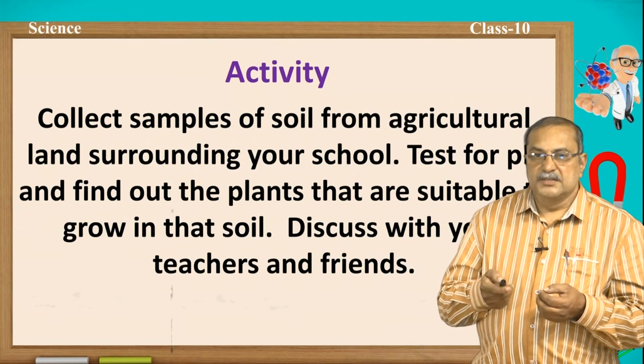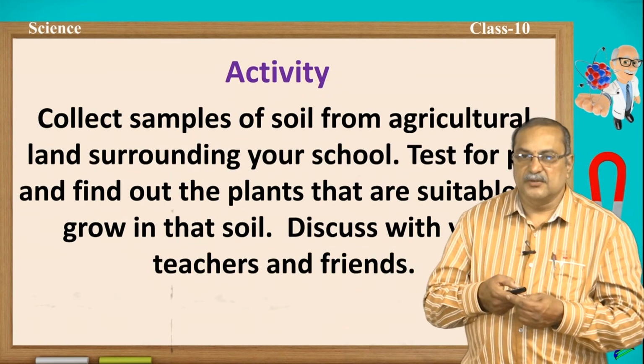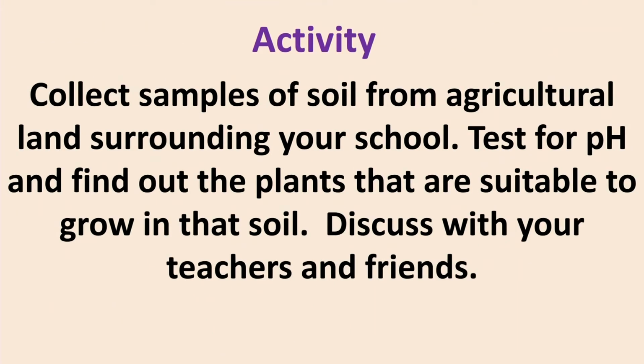Okay. So, next it is the activity time. Collect samples of soil from agricultural land surrounding your school, test for pH and find out the plants that are suitable to grow in that soil. Okay. Not only that, you have to discuss with your teachers and friends how you check the pH value, what the uses of this are, and how we can change the pH, that is if it is acidic we can change it to basic, or if it is basic we can change it to acidic, or even make it neutral also. And also we have to learn how important a role it plays in the plant's growth. Okay.